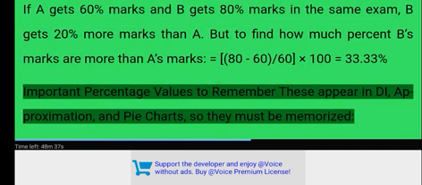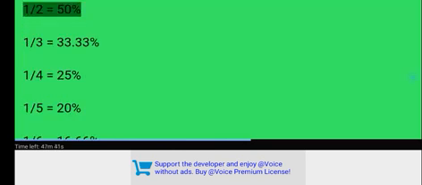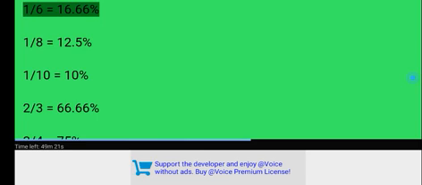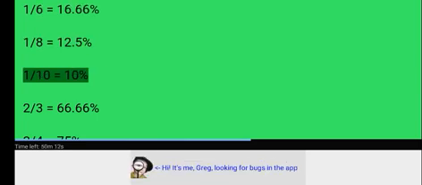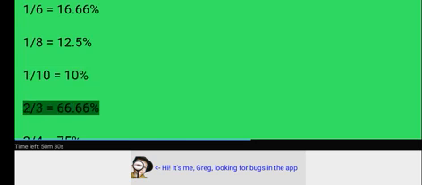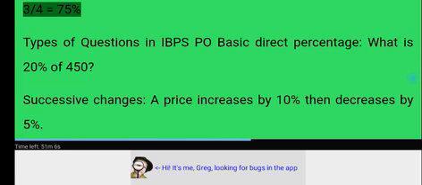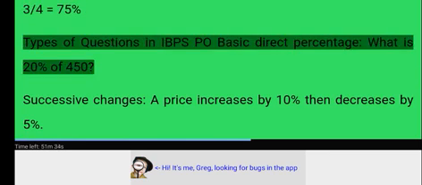Important percentage values to remember. These appear in DI, approximation, and pie charts, so they must be memorized. 1/2 equals 50%. 1/3 equals 33.33%. 1/4 equals 25%. 1/5 equals 20%. 1/6 equals 16.66%. 1/8 equals 12.5%. 1/10 equals 10%. 2/3 equals 66.66%. 3/4 equals 75%.